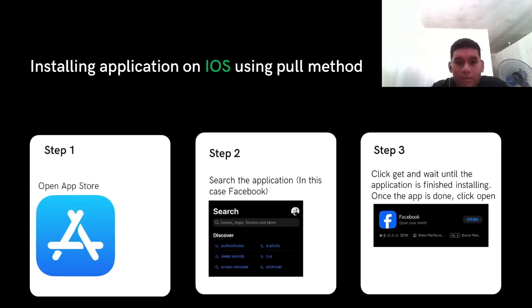Next, installing application on iOS using pull method. First, open App Store and search the application on the search bar. Next, click Get and wait until the application is finished installing. Once the app is done, click Open.